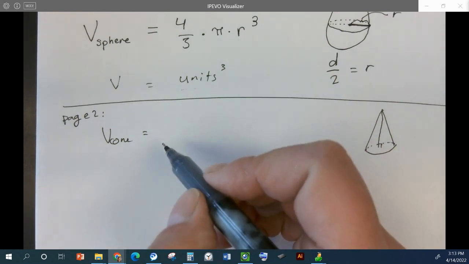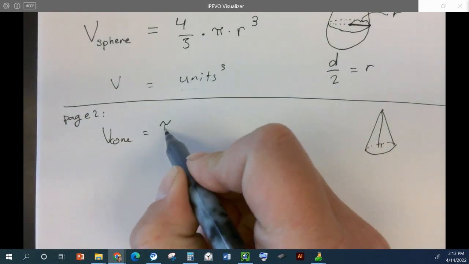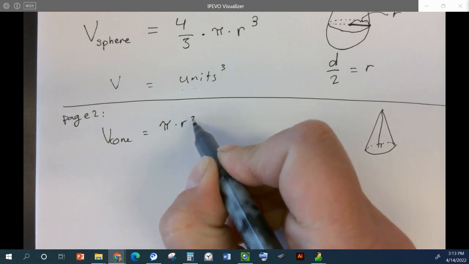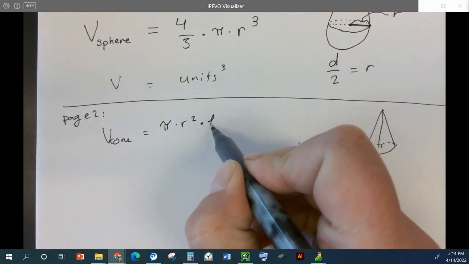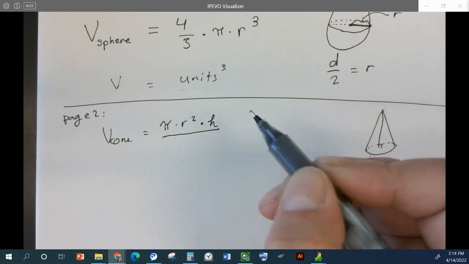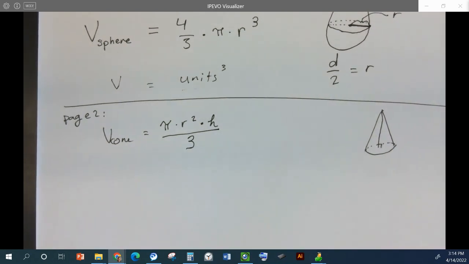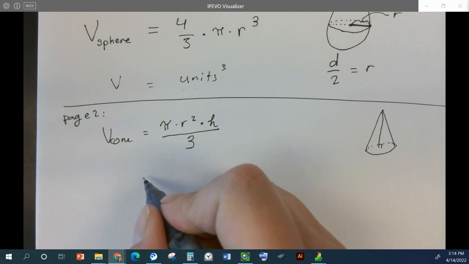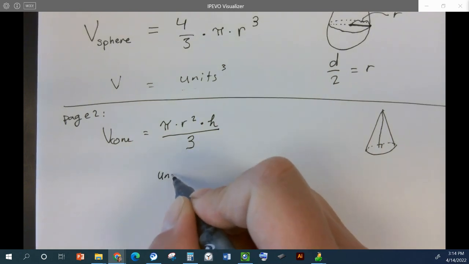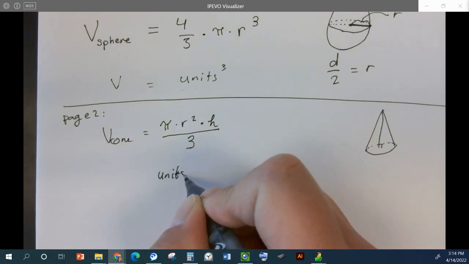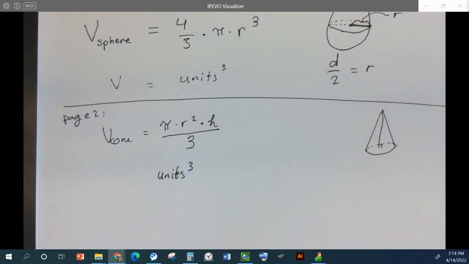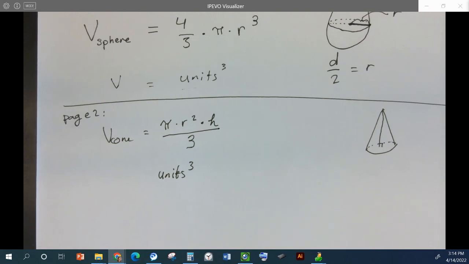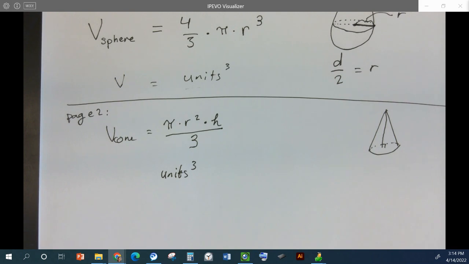All right, so the volume of a cone is pi times r squared times the height divided by 3. And if we have units, our units are always going to be units cubed. Welcome. Because these are all 3D shapes, our units will always be cubed. So watch out for that.